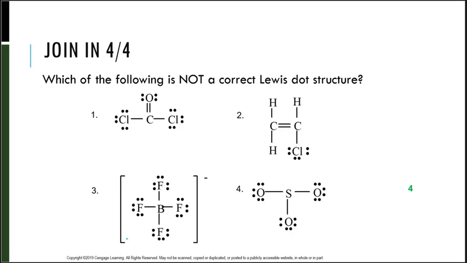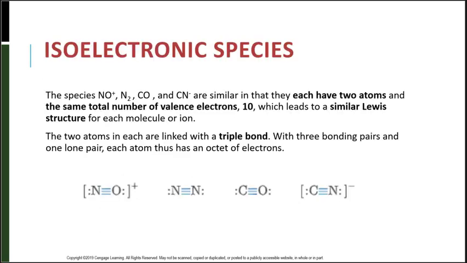Which one of these is not correct? It would be number 4. We do not have a correct electron count. And sulfur is not happy. It needs 2 more. The last 2 slides of this section, one we're going to look at isoelectronic species.